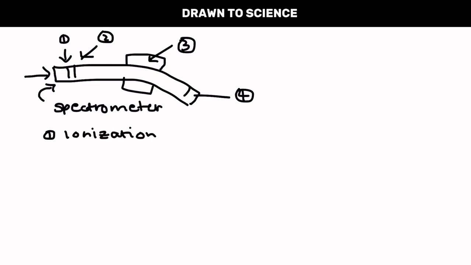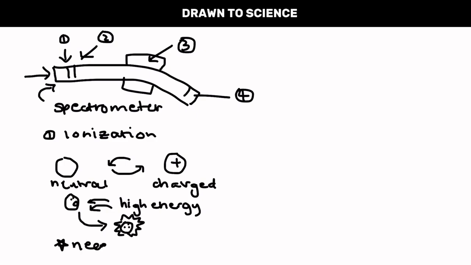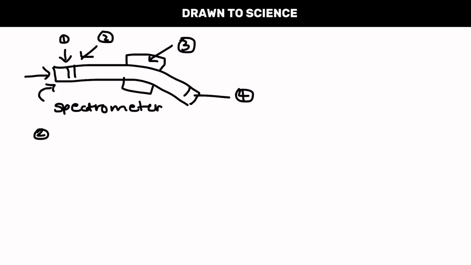So the first step to the spectrometer is ionization. Ionization is the process by which an electrically neutral atom loses or gains electrons to become charged ions. This is done by shooting a high energy beam onto the gaseous molecule so that the molecule ends up charged. And this is a necessary step for molecules to be analyzed by the spectrometer.